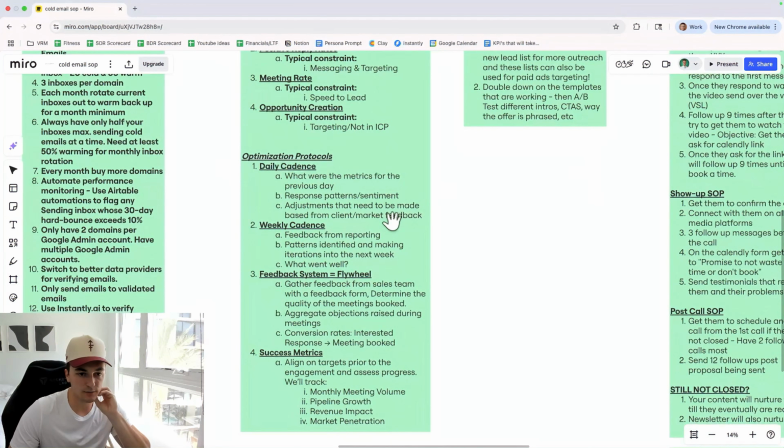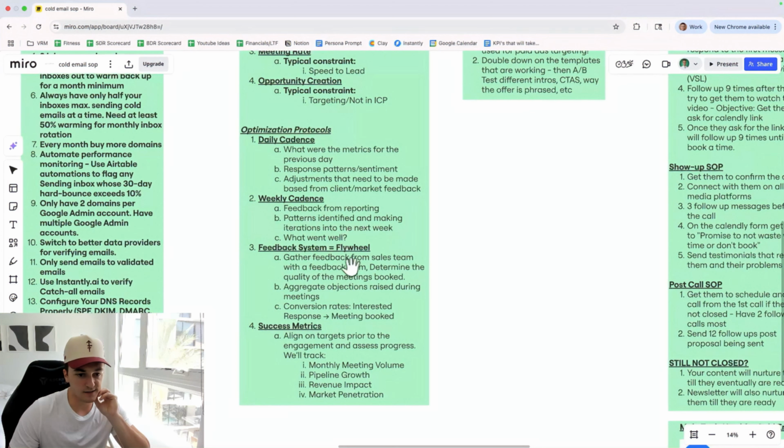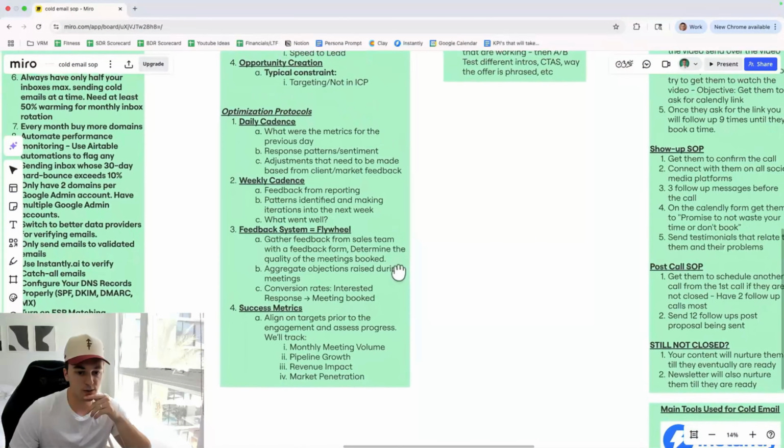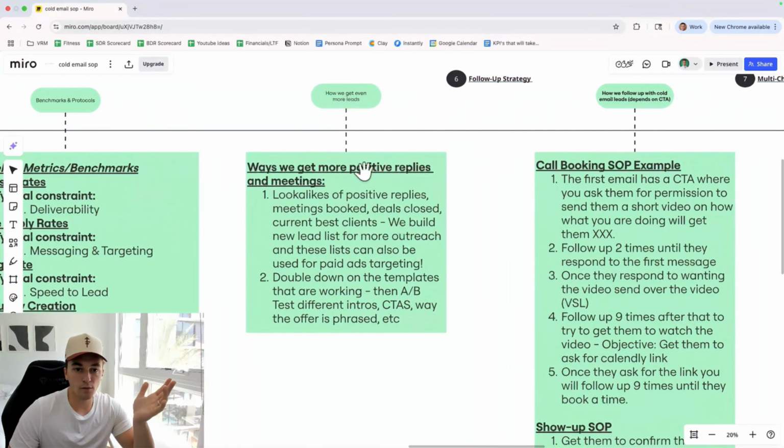Okay. Now, these are some of our optimization protocols: daily cadence, weekly cadence. This is our feedback system, like a flywheel. Success metrics that we look at. So that's all different stuff right there. What do we do when we get leads? To get more leads, we'll do a lookalike search. So we'll take all our positive replies, meetings booked, deals closed, current best clients, and we'll run a lookalike search on those clients, positive replies and meetings booked to get more people like that to reach out to.